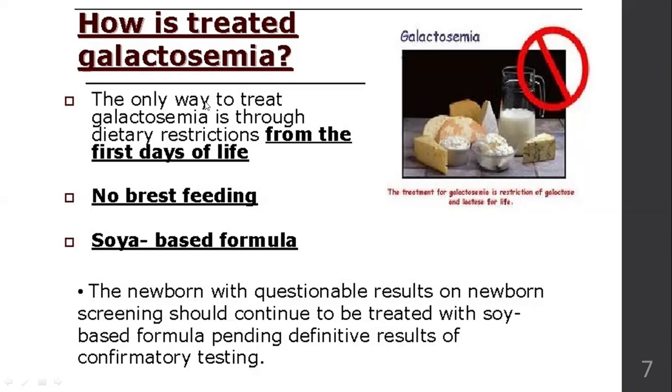Because by the time you are waiting for the diagnosis, you may have caused more damage to the child by continuing breastfeeding. Okay, so if you see any questionable symptoms and you doubt that this could be galactosemia, immediately stop milk-based food and start soy-based formula. And for lifelong this has to be continued. Okay, no galactose-based food at all.